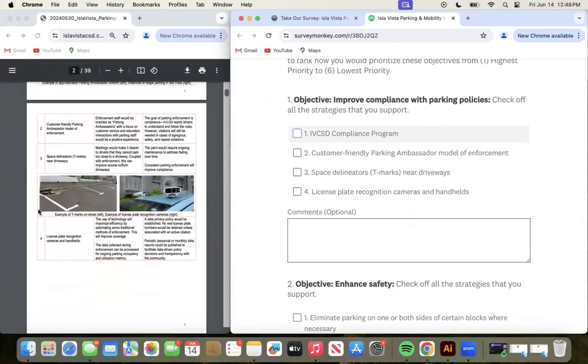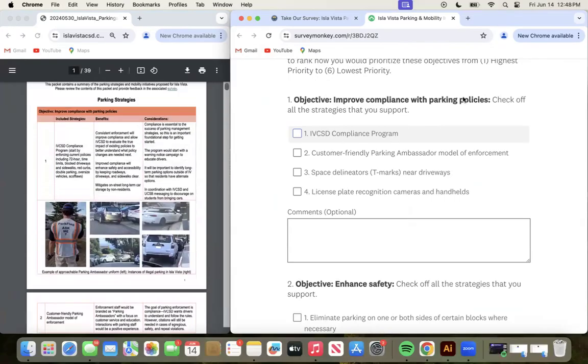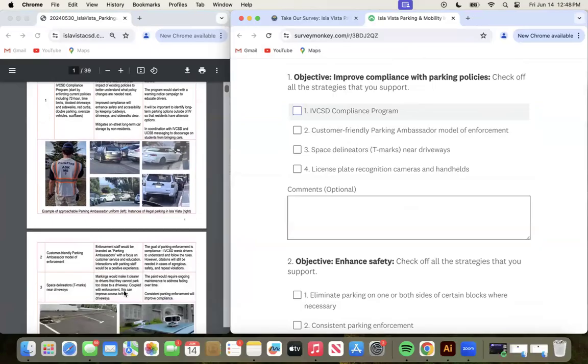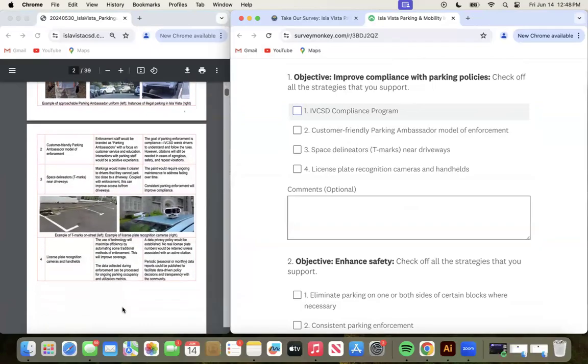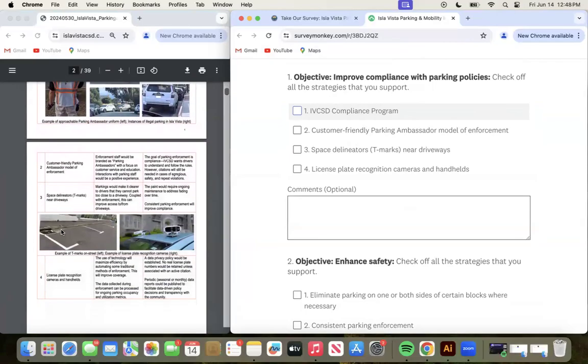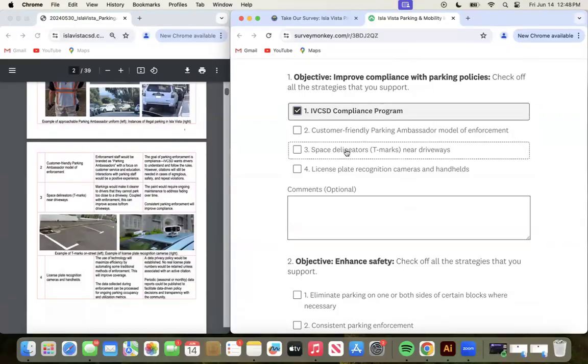which is one of these boxes here. Objective number 1 is improving compliance with parking policies, which you can see right here. And then each of the strategies listed below, there's more information on each strategy within this packet. So after you familiarize yourself with the strategies listed in the packet, again, you're going to go ahead and check off which one of the strategies you would like to see in Isla Vista.